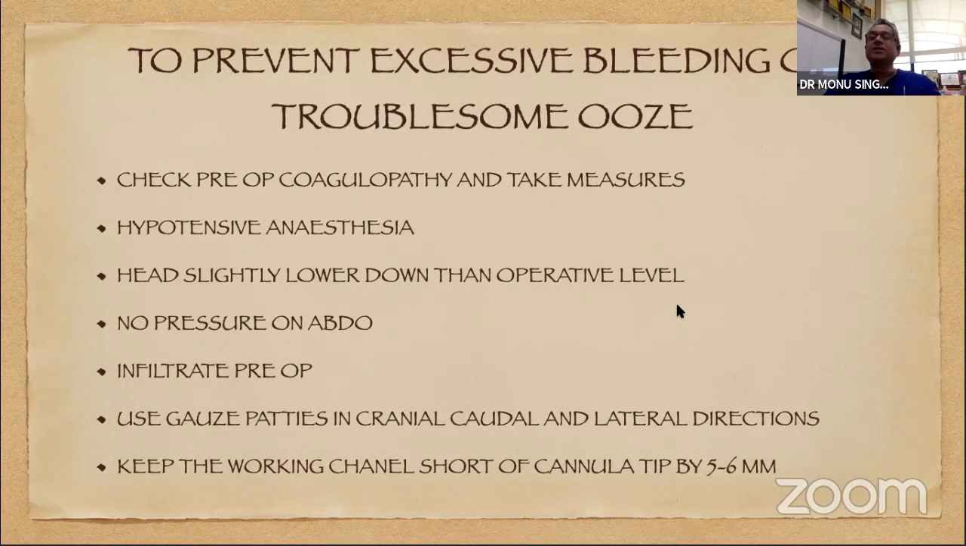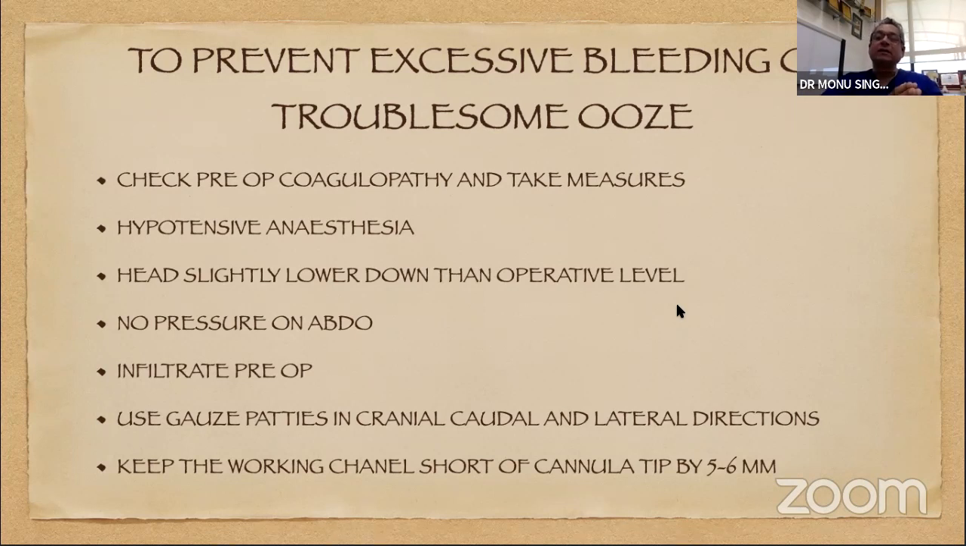You use that infiltration along with your needle. Go and hit the spinolaminar junction, go onto the spine, the lamina, the medial part, and infiltrate over there. Infiltrate over the facet joints. And once you do that, there would be much less troublesome bleed or ooze. And once you start with the procedure, just place three small gauze patties into the cranial, the caudal, and the lateral aspect. That will keep your tissues away. That will also prevent any ooze from those tissues into the working pocket.